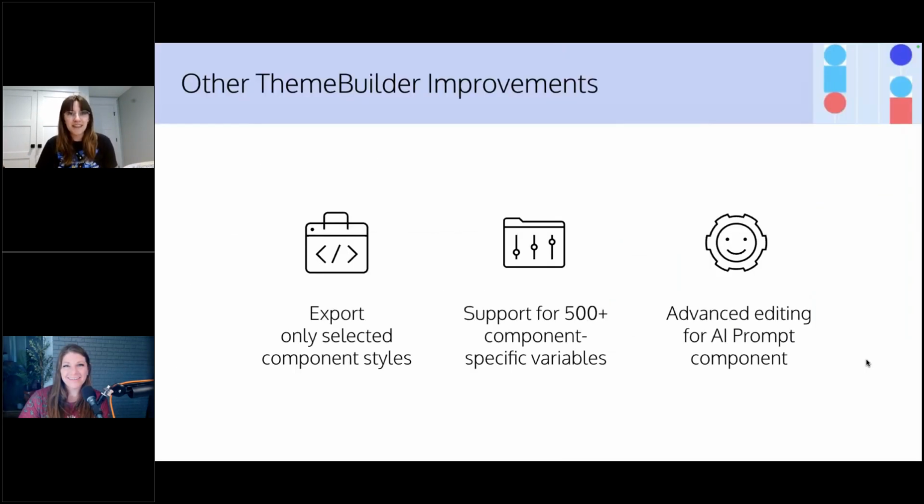We had a couple other quick ThemeBuilder improvements, some better editing for AIPrompt, support for more than 500 component-specific variables, and the ability to export only selected component styles. So if you were feeling like those ThemeBuilder exports were a little bit chunky, maybe you didn't need all of that, you can now go ahead and slim it down. Or this is also great if you just made updates to a specific set of your ThemeBuilder components. You now don't need to re-export everything. You can just export whatever you've selected, making it much more manageable.